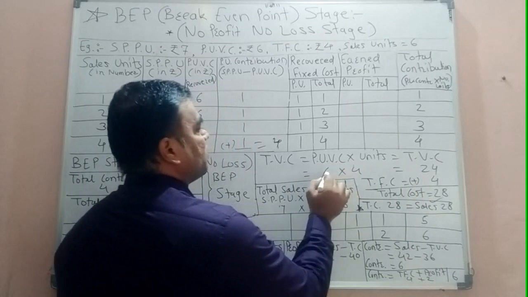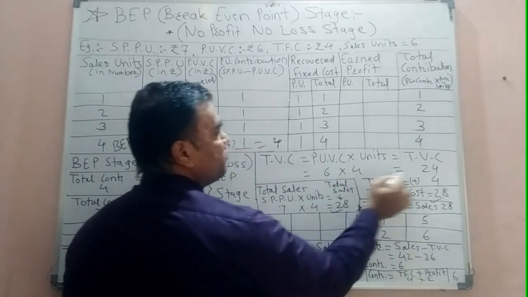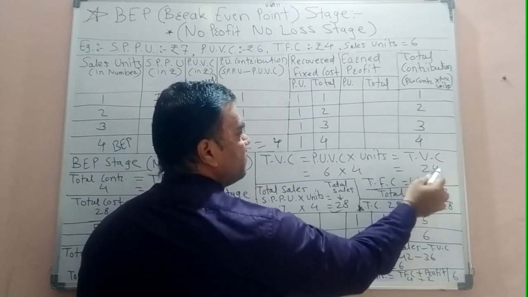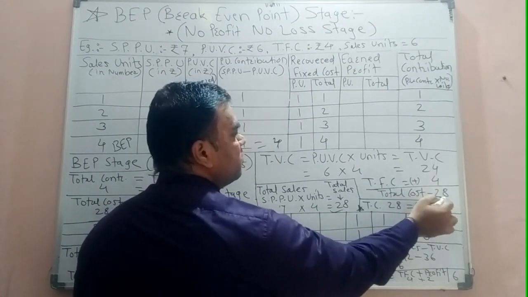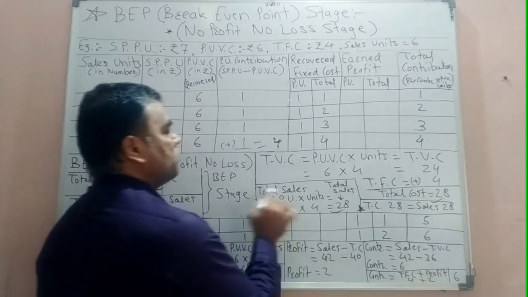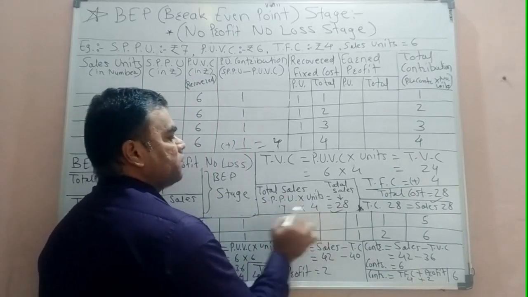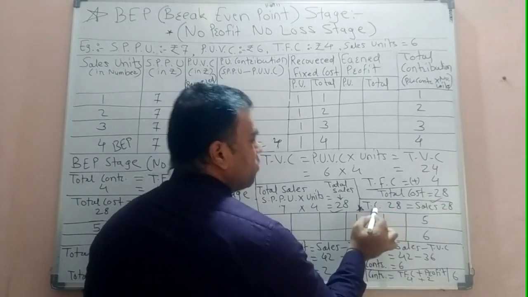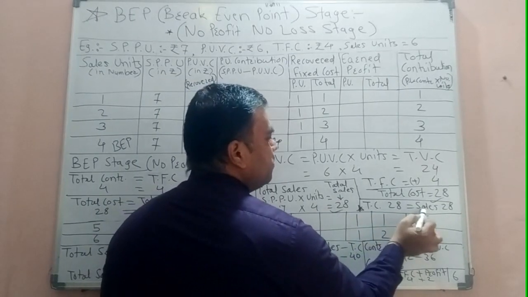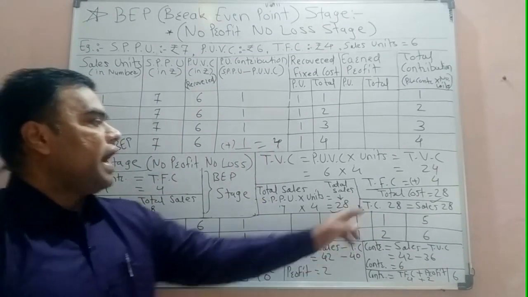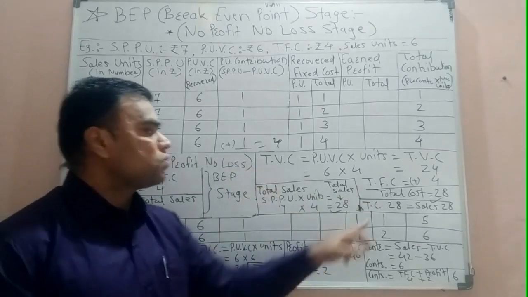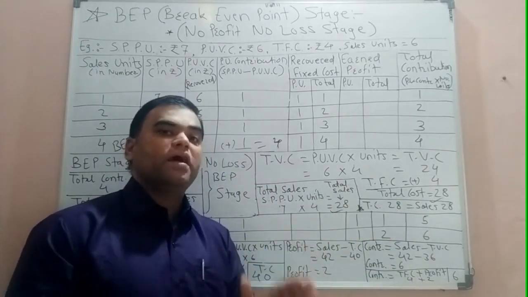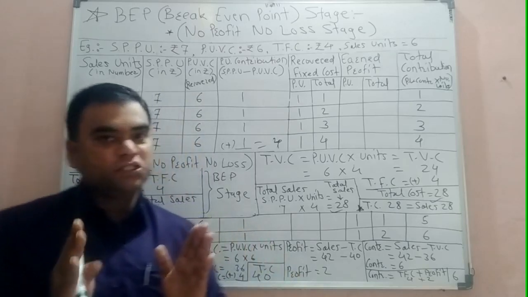Per unit variable cost 6, number of units 4. 6 into 4, 24 is total variable cost, plus total fixed cost rupees 4. Total variable cost 24, total fixed cost 4, total cost is equal to 28. And total sales: selling price per unit 7, number of units 4, 7 into 4, 28 is total sales, and total cost is also 28. Total cost 28 is equal to total sales 28. Means at the 4th unit sales level, our total cost and total sales became exactly equal. That's why this stage is known as the BEP stage.